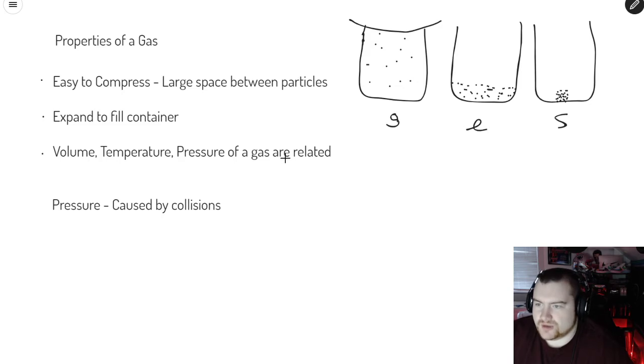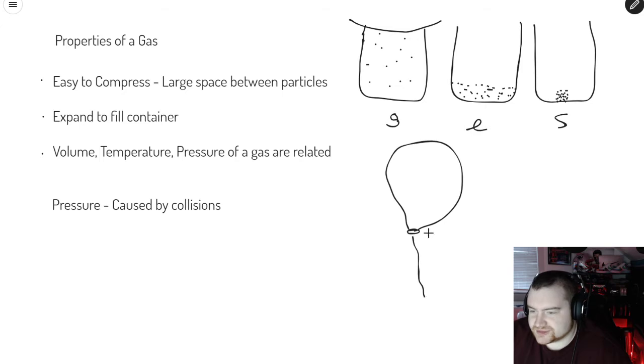When we talk about a gas, a lot of the time we use the term pressure that the gas exerts on its container. And the pressure that the gas exerts on its container is because of the number of collisions it has with the outer surface. So I'm going to do my best to draw a little balloon. Okay, there's our balloon. Now that's pretty dang good, I'm not going to lie.